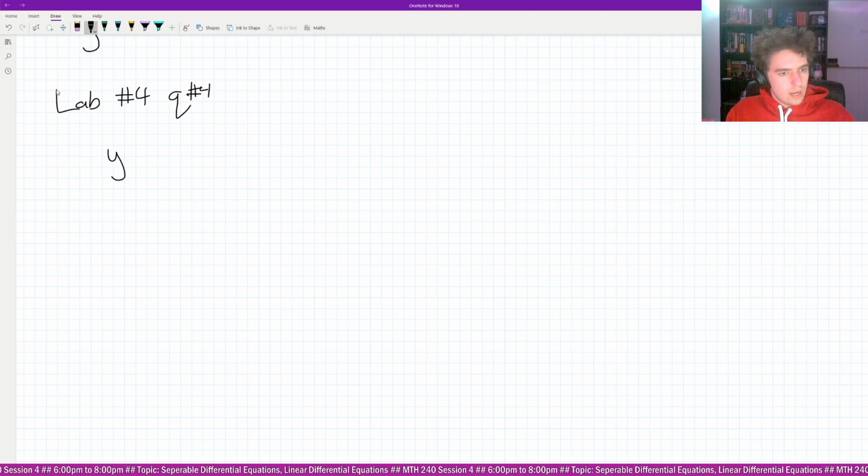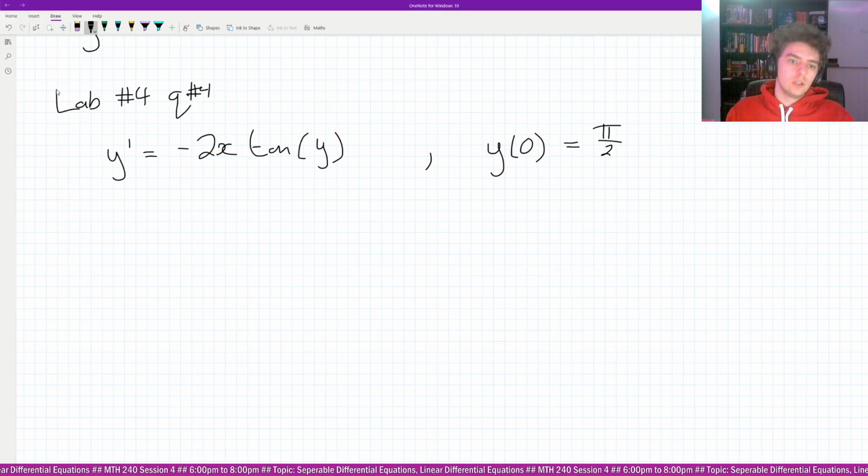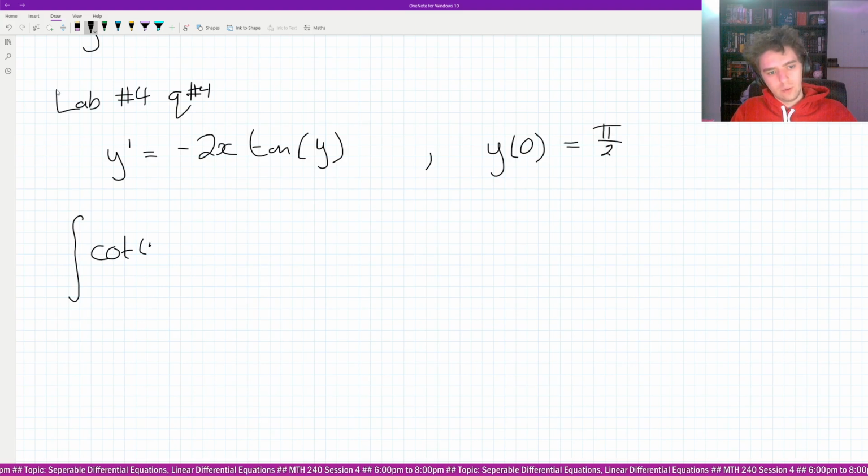So that's y prime equals -2x tan y. Oh, this is a separable differential equation. So y of 0 equals pi over 2. There's our initial condition. So again, separable. Our f of x is -2x. Our g of y is tan of y. So I can write this as the integral of cotan of y dy equals the integral of negative 2x dx.